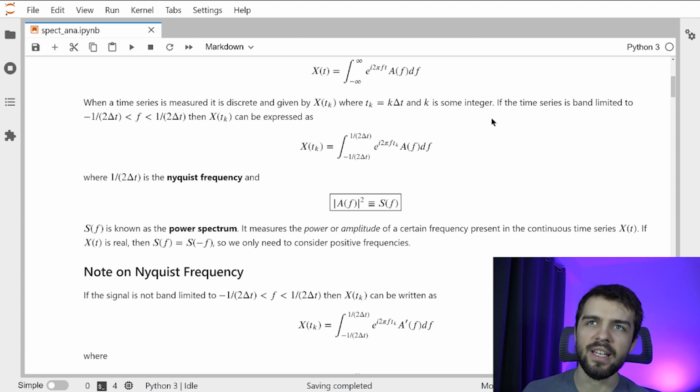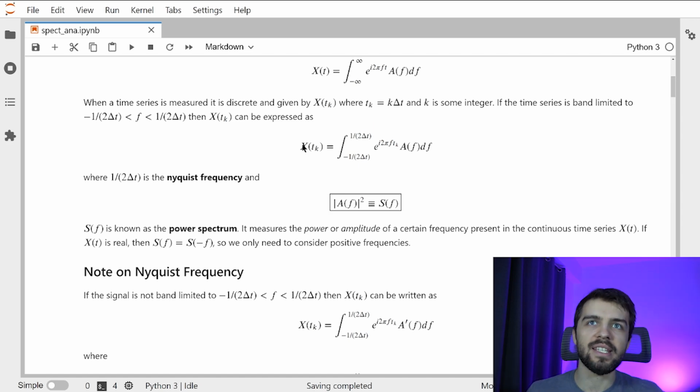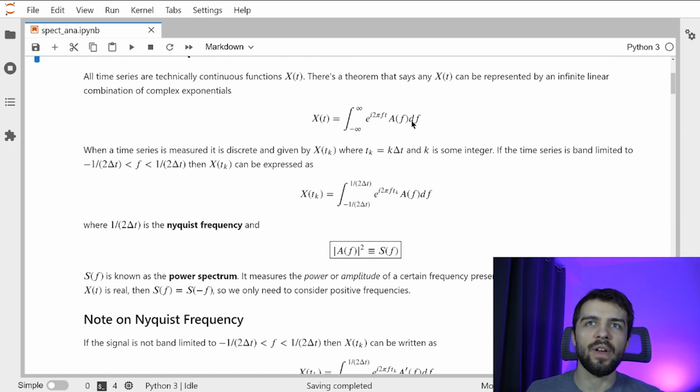Now, here's where things get interesting. If the time series is band limited to minus 1 over 2 delta t is less than f is less than 1 over 2 delta t, I'll talk about these in a second. These are the Nyquist frequencies. So that means that there's only amplitudes in this integral if f is within these values, or if it's outside those, then it's 0. So this integral, rather than going from minus infinity to infinity, just goes from this to this. You can write it like that.